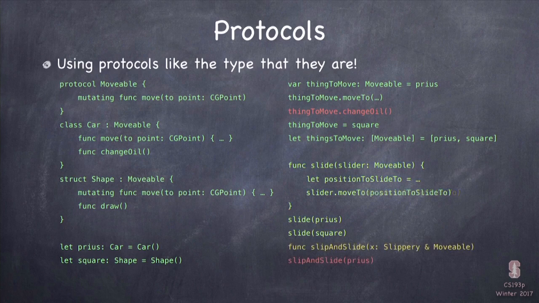Works perfectly fine. By the way, you can have arguments to functions that require multiple protocols. For example, I could have a function slipAndSlide, which has a parameter x, which is both Movable and another protocol, which I haven't shown here, called Slippery. And that's what the ampersand means. It means both of these protocols. So inside slipAndSlide, I could send x Movable things like moveToPoint, and I could also send it Slippery things, whatever those are. Note that I can't say slipAndSlide Prius, because Prius does not implement Slippery. Prius does not conform to the Slippery protocol, so I cannot pass it in there. Swift would not even let me call that. Everyone understand what I mean now by a protocol as a type?